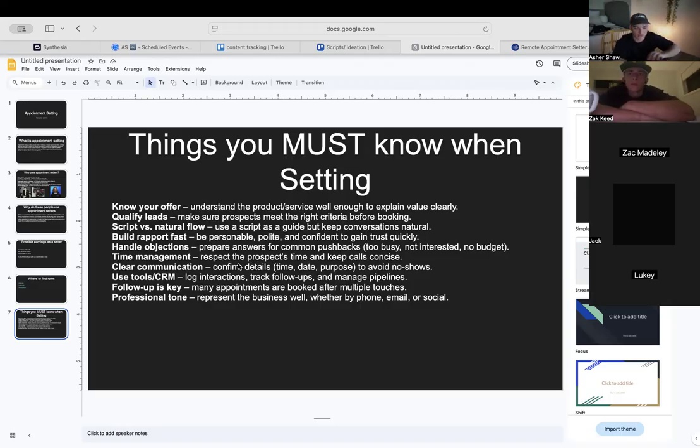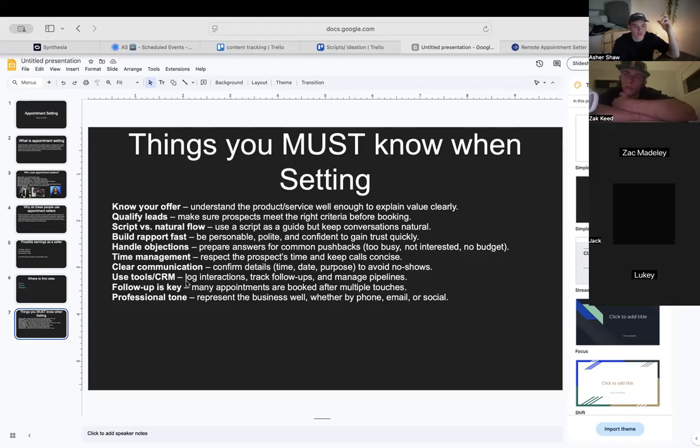Clear communication. Confirm details, time, date, purpose to avoid no-shows. This is like double checking with the lead, the prospect, making sure they're all good for that call that you've booked in. Why waste that time? You don't get paid to book people in. You get paid when they make a sale, when they buy. So just booking them in isn't the job fully done. You have to make sure they rock up to that call and get a sale across. And if they didn't close, figure out why.